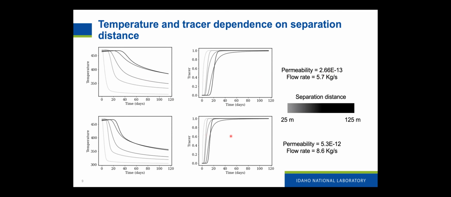The bottom two plots show the same temperature and tracer evolutions for a permeability of 5e-12 and a higher flow rate of 8.6 kilograms per second. We can see that there is definitely an influence of the permeability and flow rate on the temperature evolutions. Although it's kind of less clear in this particular slide, there is definitely an influence of these two parameters on how the temperature evolves with time and how the tracer evolves with time.